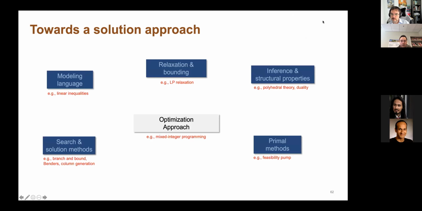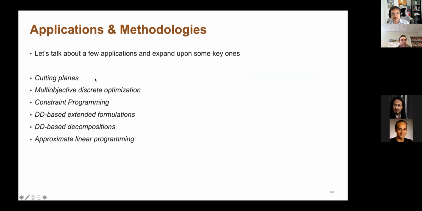Okay. Yeah. And I think the next thing that's interesting is how you can use it for inference and structural properties. We are getting a little bit tight on time, so I'm going to see what we can focus on moving forward. I think there are a lot of different things one can now do with decision diagrams.